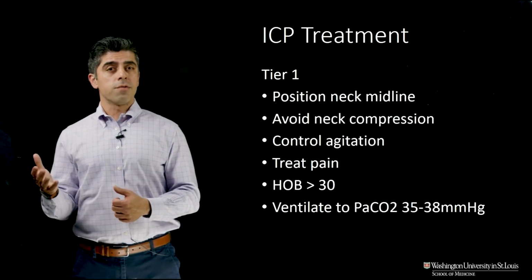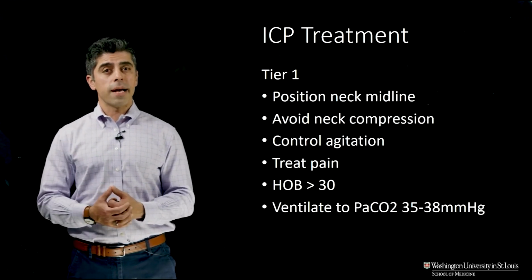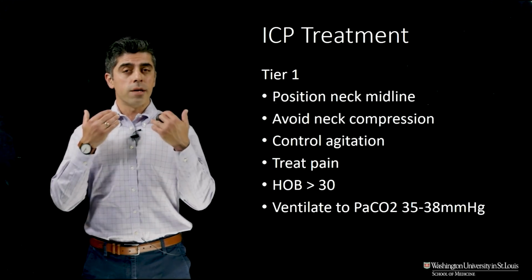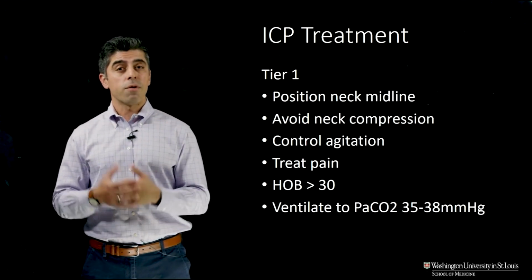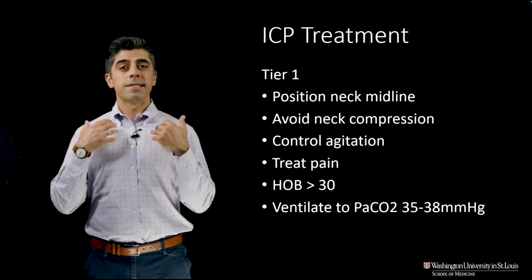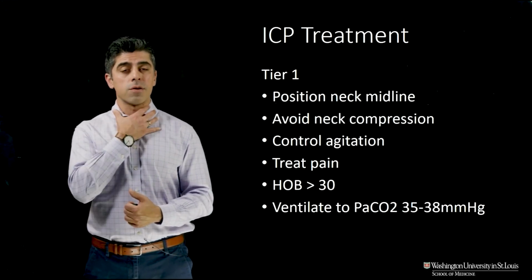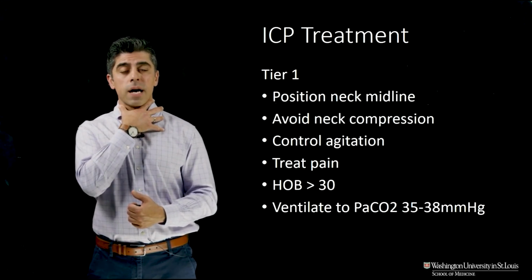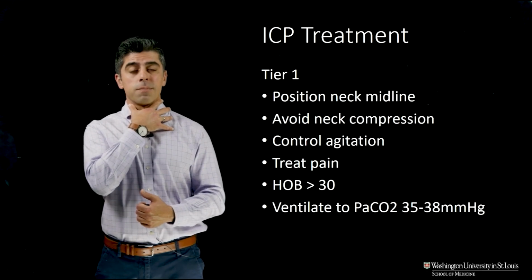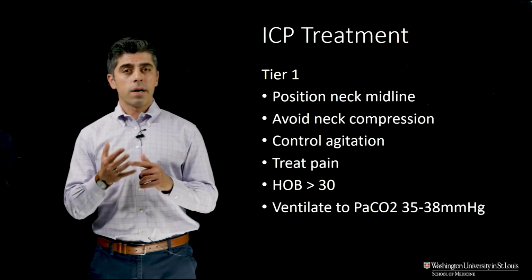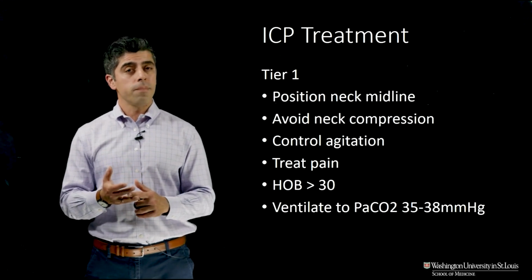Tier 1 treatment strategies for ICP include positioning the neck midline and avoiding neck compression. This allows appropriate drainage from the jugular veins and prevents any backflow or stagnant flow from the jugular veins. This can also happen if a C-collar is too tight. So you want to make sure when a C-collar is positioned, it's positioned and measured appropriately so it's not too tight on the patient. You want to control agitation and treat pain.